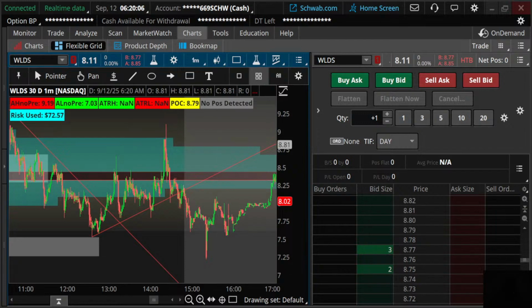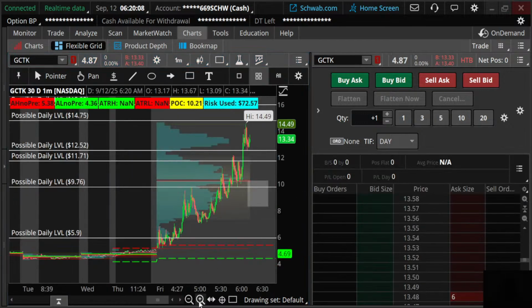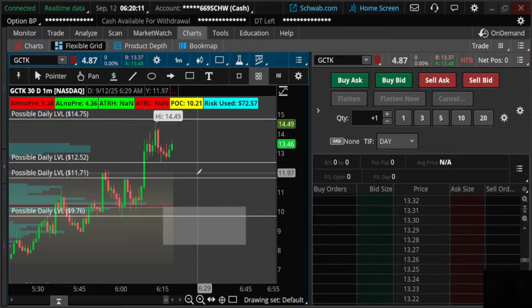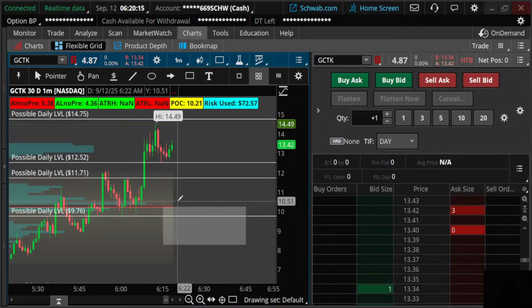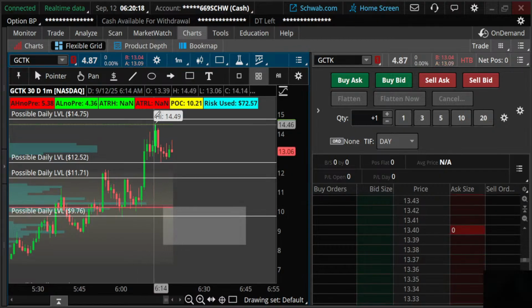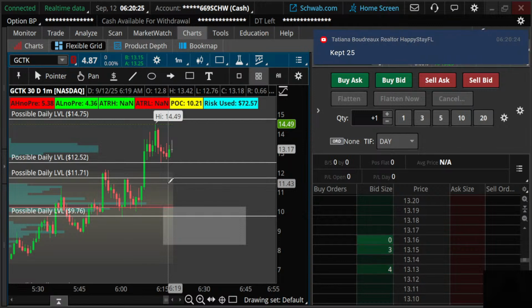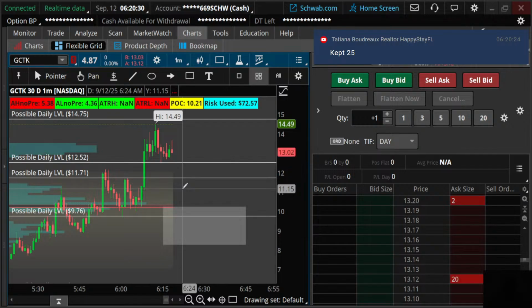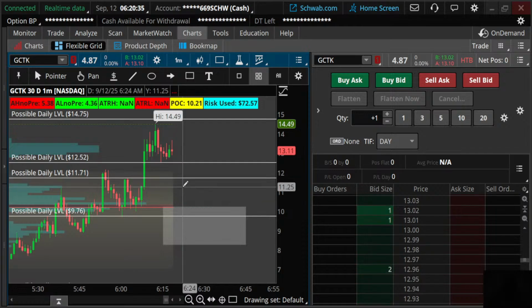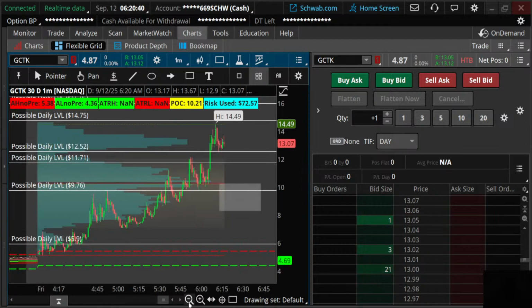All right, let's jump back over to GCTK. Just a big grindy structure right now. You kept 25. Oh, you're still holding WD. Oh, wow. You're still holding. Well, you got some faith holding overnight. Some faith.